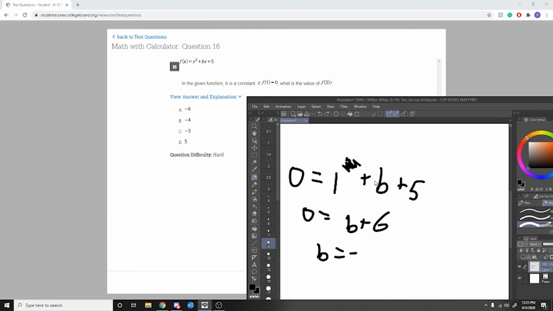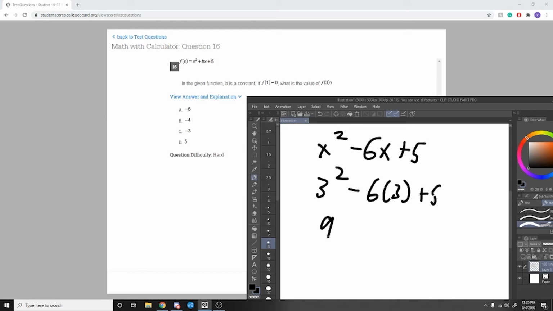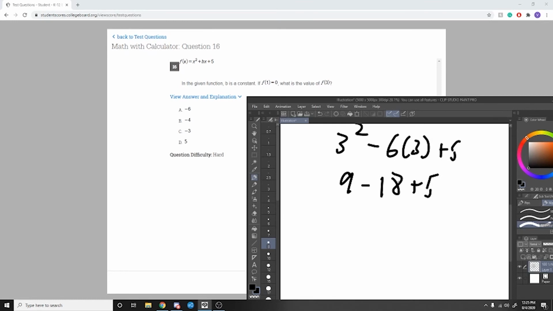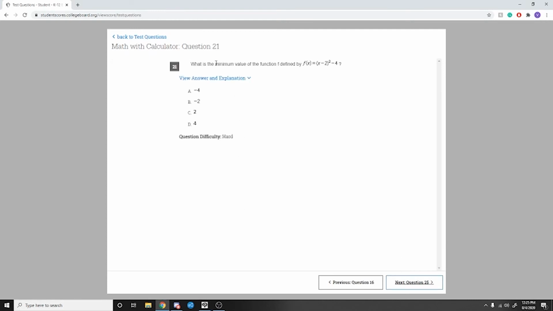Now you know b is negative 6, you can just rewrite the equation: x squared minus 6x plus 5. Now we're trying to find the value of f(3), so we just plug in 3. So 3 squared minus 6 times 3 plus 5. 3 squared is 9, and 6 times 3 is 18, then plus 5. Now just do some basic arithmetic. 9 minus 18 is negative 9, plus 5 is negative 4, so the answer should be B. Yep. Next one. What is the minimum value of the equation?